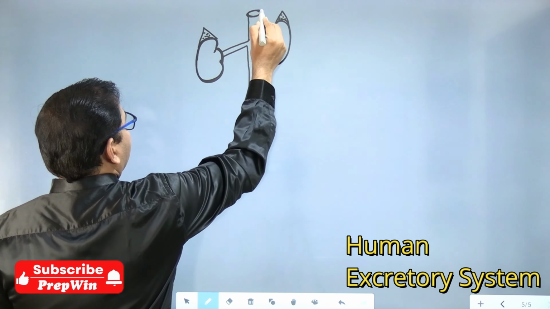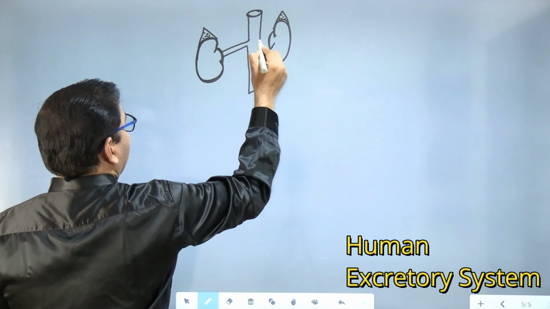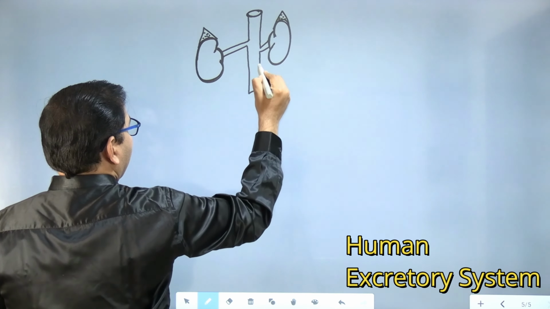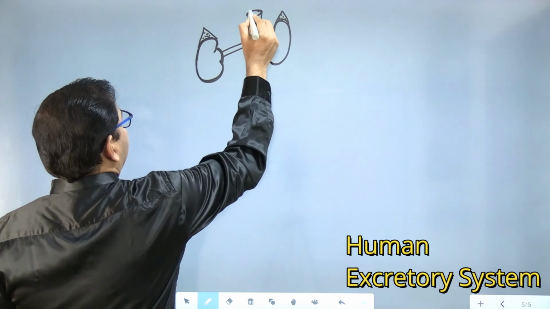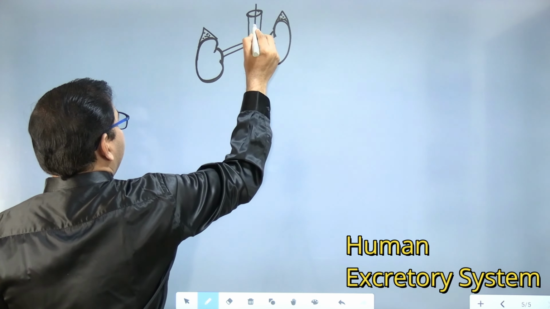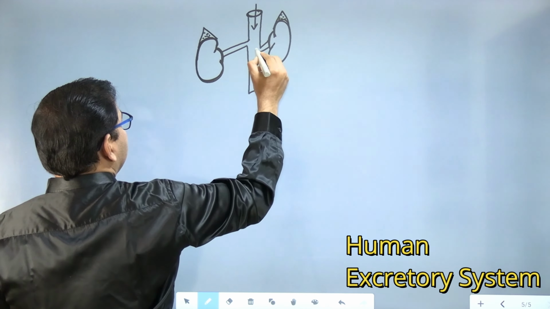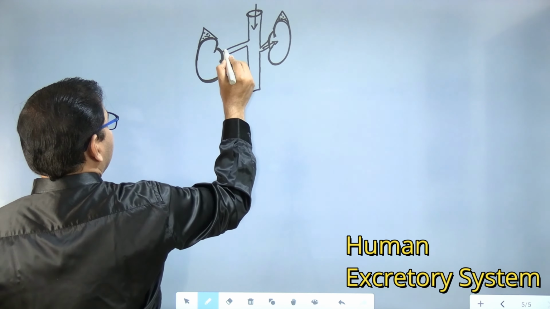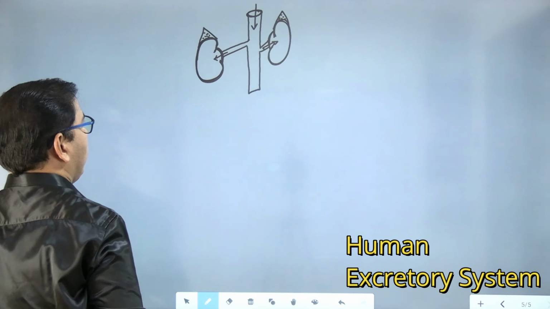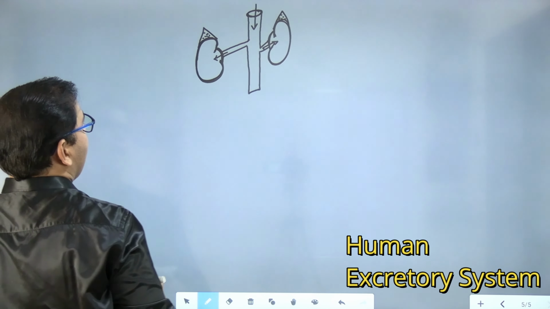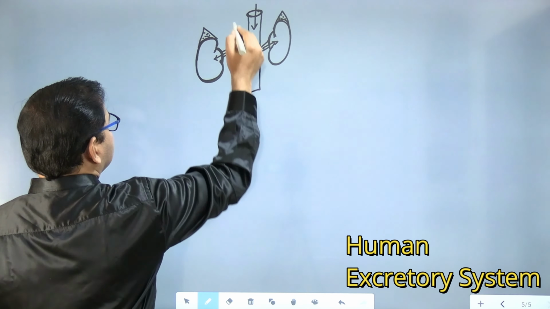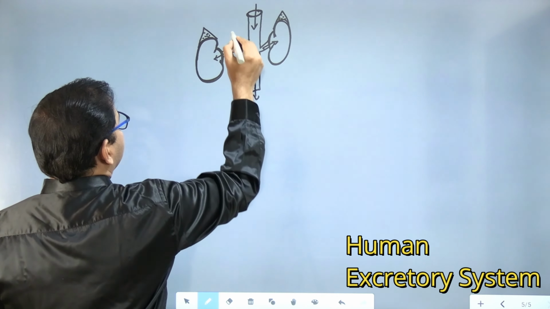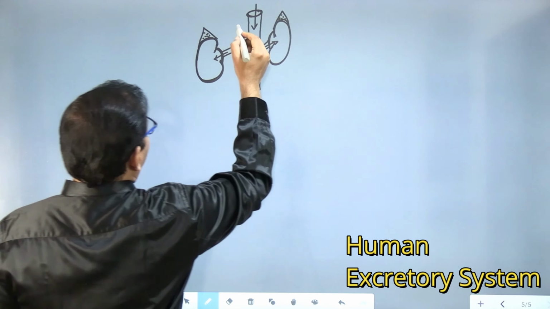and the other toward this side. Let us say this is bringing blood into the kidney. Arrows are very important in this diagram if you want to score full marks. Right? After drawing this structure which brings blood into the kidney, we'll draw the other one which takes blood away from the kidney.